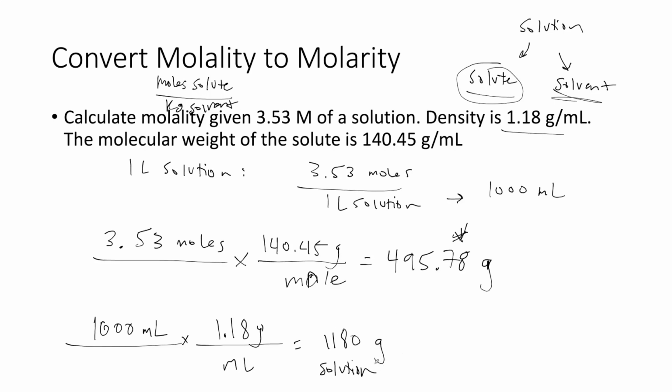So, like we said before, this would be the amount of solute and the amount of solvent. So if we want to know how much solvent there is, we can subtract the amount of solute that we just calculated to figure out how much solvent would be left. So if we do 1180 minus 495, this gives us 684.21 grams. Then the only thing we have left to do is convert this to kilograms.